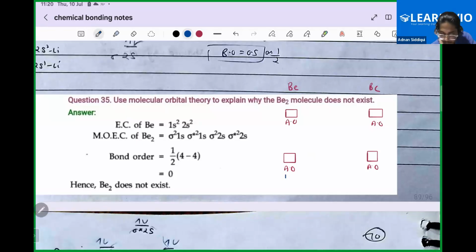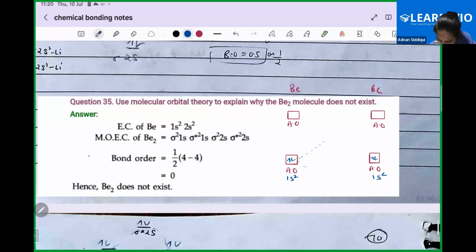We will start with 1s. These are 1s atomic orbitals, right? In 1s we have two electrons, two electrons like this. If we are merging two atomic orbitals, they are going to lead to two molecular orbitals. Molecular orbitals, not 2s.